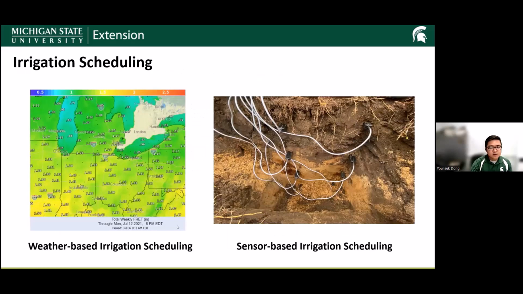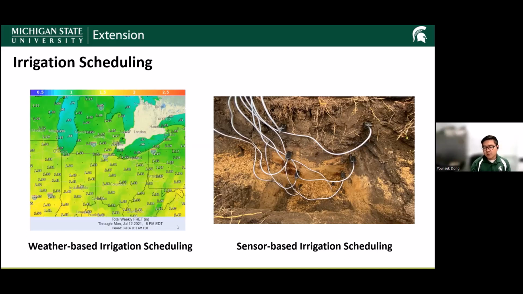So another strategy I would like to go over this morning is irrigation scheduling. In general, there are two types of method. One is the weather-based irrigation scheduling, which is mostly driven by the evapotranspiration. So how much evaporation and transpiration is happening in the field, and from that information we can apply water accordingly. So that's one method.